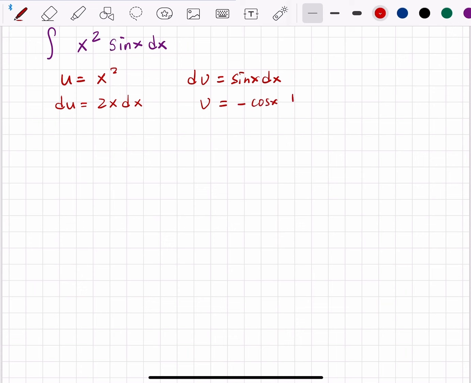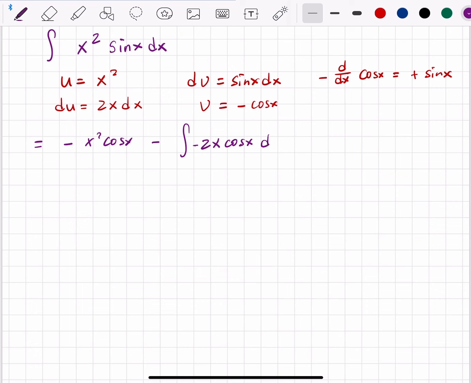v is negative cosine of x, since the derivative of cosine of x is negative sine of x, so I need a negative to make it positive. Then uv is negative x squared cosine of x, minus the integration of negative 2x cosine of x dx. To make it look a little nicer, let's move the negative 2 out. I got the integral of x cosine of x dx.